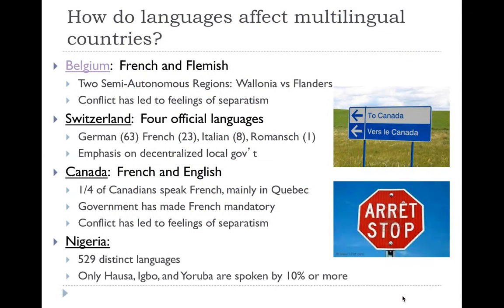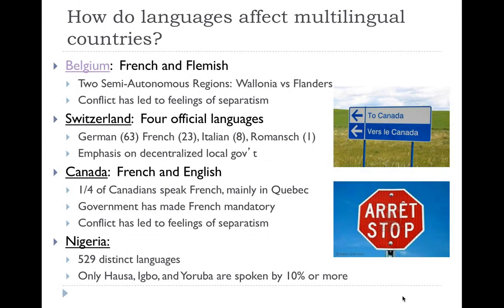All right, so when we talk about some of the issues that may arise with language and countries, one of the big issues that may come up is the idea of countries that are multilingual. They have multiple languages in the country. And there are 4 really good examples of this. Obviously, there are other countries that are multilingual, but when we look at these as having more official languages, Belgium has 2 official languages. They are French and Flemish, and the 2 regions, Wallonia and Flanders, are basically semi-autonomous from one another.